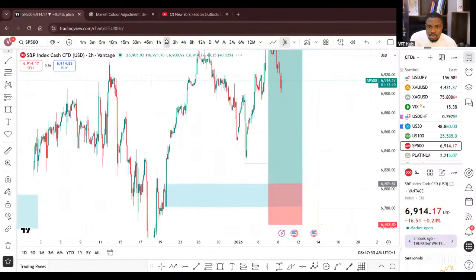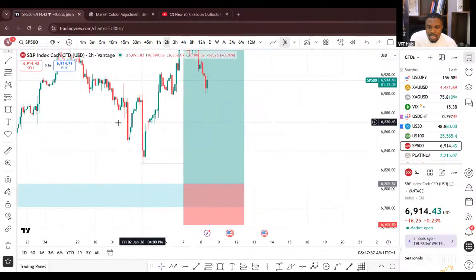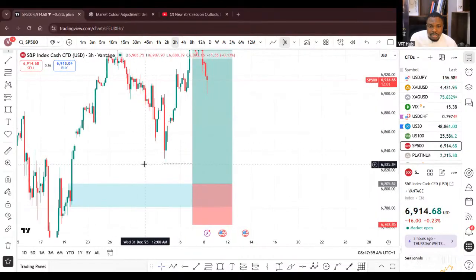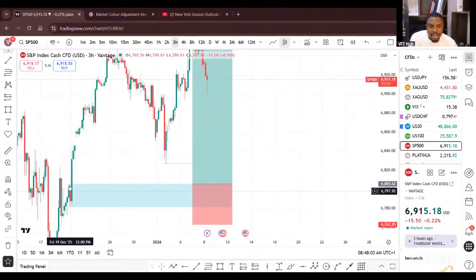By the time you check on the 2-hour time frame, it looks as though this level has been tested. By the time you check on the 3-hour time frame, everything begins to become more unclear. However, as you go on the higher time frame, this level becomes even clearer, telling us that this level is very much valid.